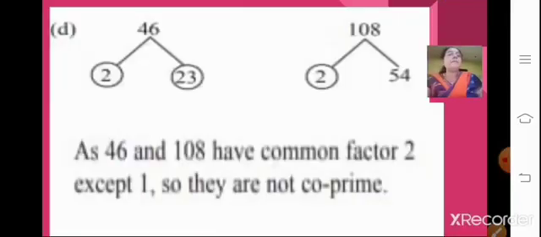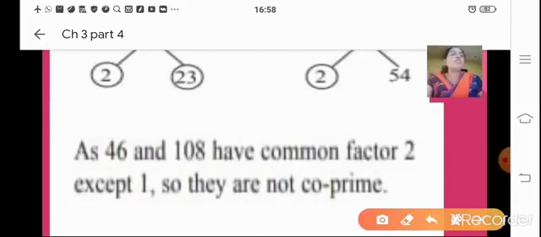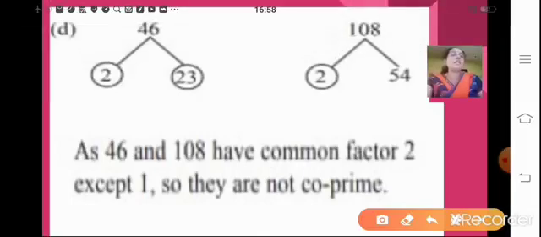Coming to the next sum, the numbers 46 and 108. Now see here, the number 46, if we start with the prime number 2, 2 23s are 46. Now 23 is a prime number, you cannot divide it further. So the prime factors of 46 are 2 and 23. Again in the number 108, if we start with 2, 2 54s are 108. 54 is a composite number, so it can be divided further.